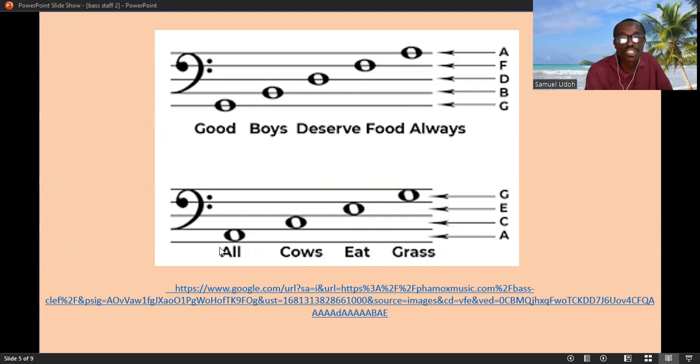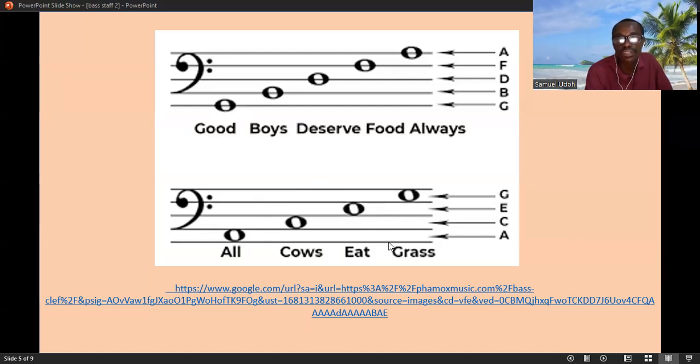Okay, so for the spaces, space 1 is A, space 2 is C, space 3 is E, and space 4, the fourth and last space, is G. So we have all cows eat grass. Space 1 is A, all. Space 2 is C, cows. Space 3 is E, eat. And space 4, the last space, is G, grass.